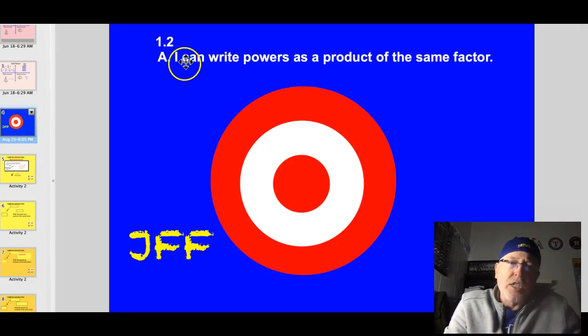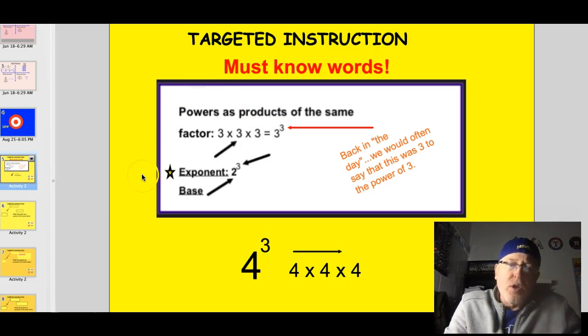Officially tonight our target is 1.2a. I can write powers as a product of the same factor. Let's do this thing. Let's get right to the must-know words, things that you need to know to understand to be successful today.